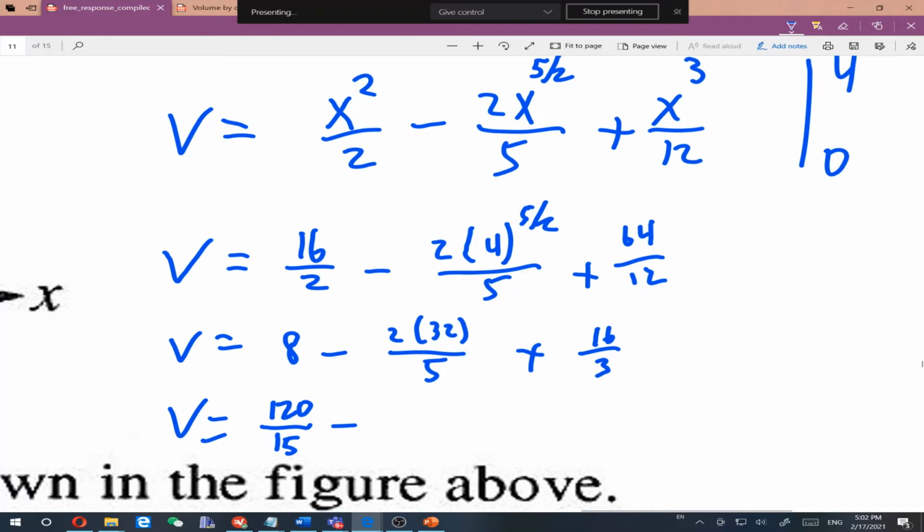If I multiply by 3, that's 64 times 3. 60 times 3 is 180, 4 times 3 is 12, so that's 192 over 15. Plus 16 times 5: 16 times 10 is 160, half of that is 80, so I've got 80 over 15. Okay, 120 plus 80 is 200, minus 192 is 8. So I've got 8 over 15.